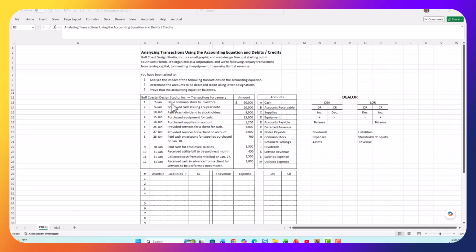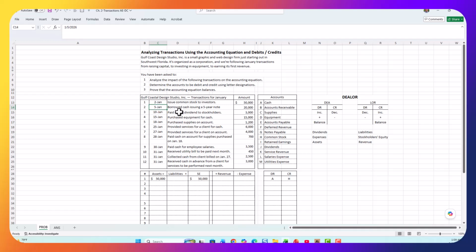January 2nd, we issued common stock for $50,000 cash. Cash increases $50,000. It's an asset. This is an investment by owners, so stockholders' equity increases $50,000 through common stock. When it comes to debits and credits, we'll debit A, cash, credit H, common stock.